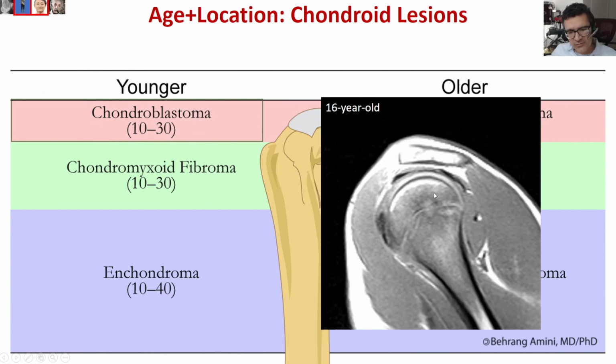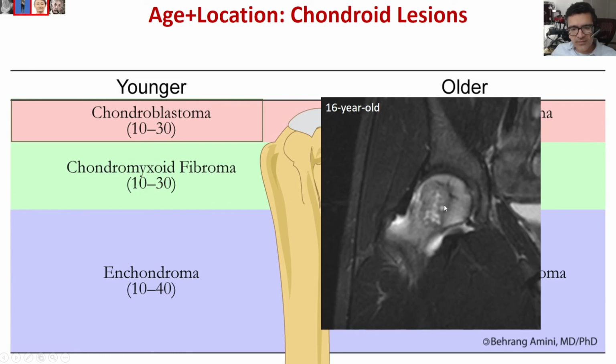Here's the chondroblastoma in the epiphysis on a T1 weighted image with a lot of edema in the surrounding bone and sometimes in the soft tissues as well. Here's another chondroblastoma, this time in a 16-year-old. You can see this lesion in the epiphysis extending to the femoral neck with lots of edema and this reactive joint effusion.